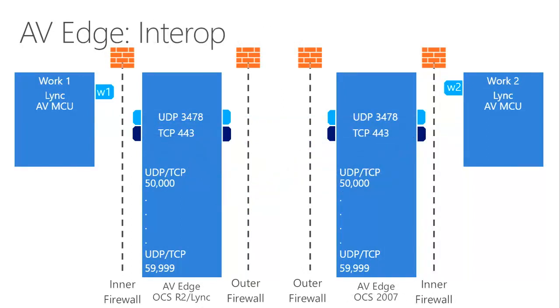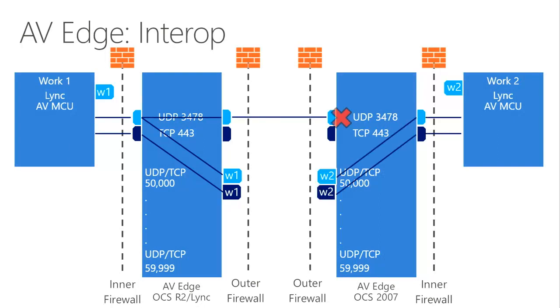What about interop? If a new server is talking to an old server, it looks very similar. We are trying to establish this connection to 3478. The other server will say, well, I don't know what it is, go away. And then we do the same for TCP, so we need to fall back to the 50K port range. So if you are talking to an OCS 2007 R1 server, the 50K port is required as a destination port.